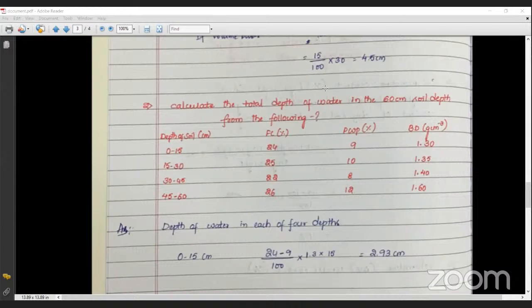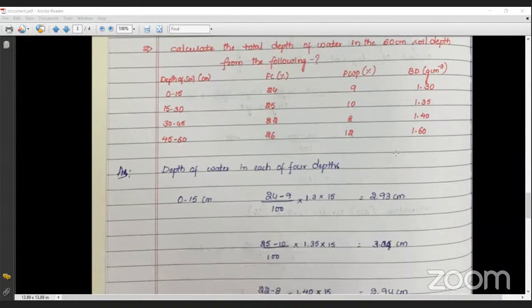Now see here, the answer is 3.04 centimeter. Some students will miss this: they consider the depth of soil as 30 centimeter, because the range given is 15 to 30. What is the difference? 15 to 30 is only 15. If they had given 15 to 45, the difference would be 30 centimeter, and then you would have to consider 30 centimeter. But here what you have to take is 15 centimeter only.